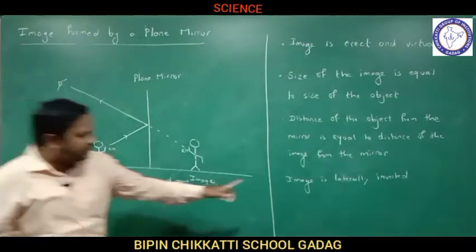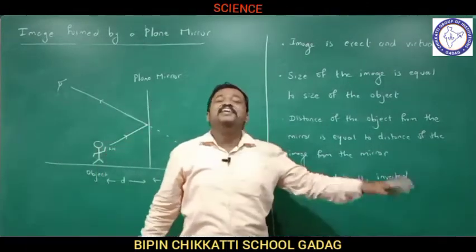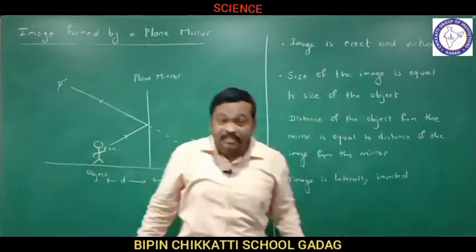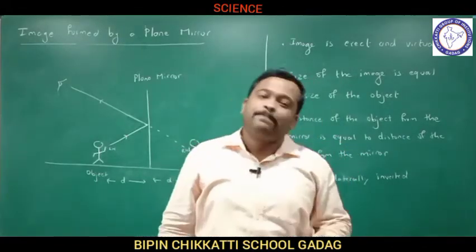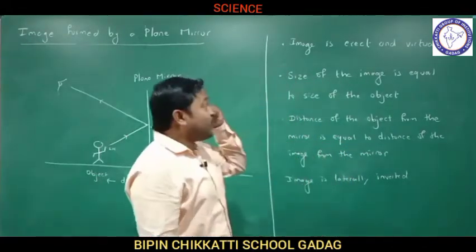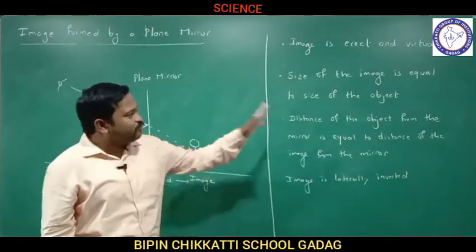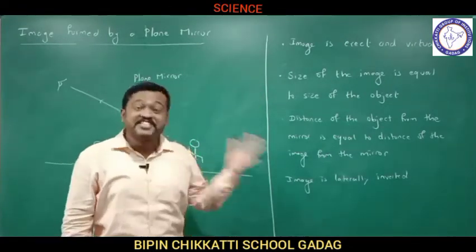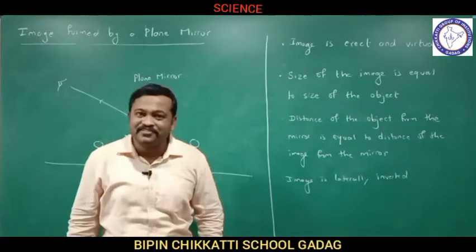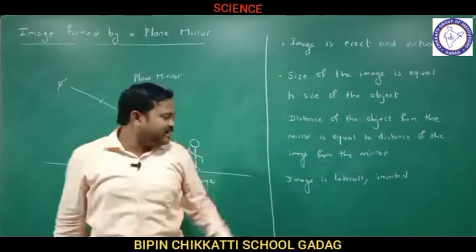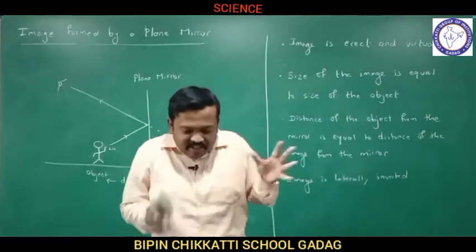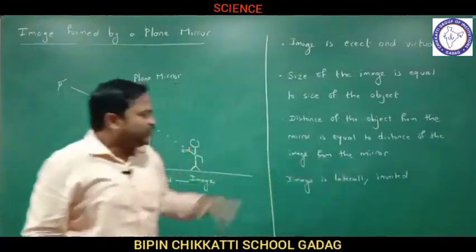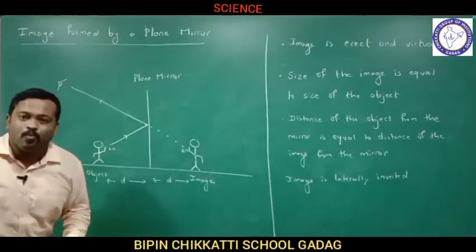The image is laterally inverted. So these are some of the characteristics of the image formed by a plane mirror. Do remember, the image is always erect and virtual. The size of the object is equal to the size of the image. The distance of the object from the mirror is equal to the distance of the image from the mirror, and the image is laterally inverted. It is inverted sidewise, so that is called lateral inversion.